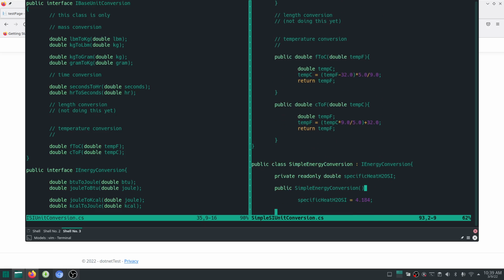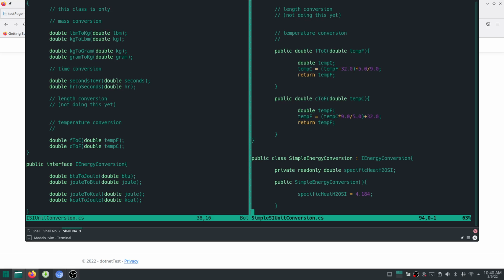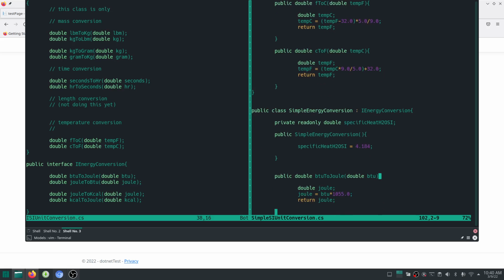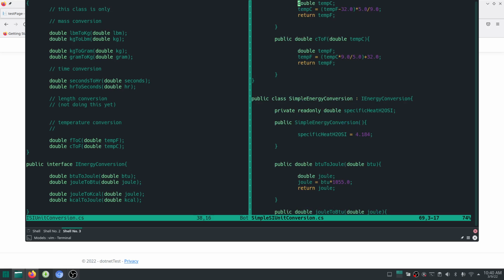Next thing we have is energy conversion. You have this interface here called IEnergyConversion, and then this implementation called SimpleEnergyConversion. Now, of course, in real classes, you might not want to squeeze so many.